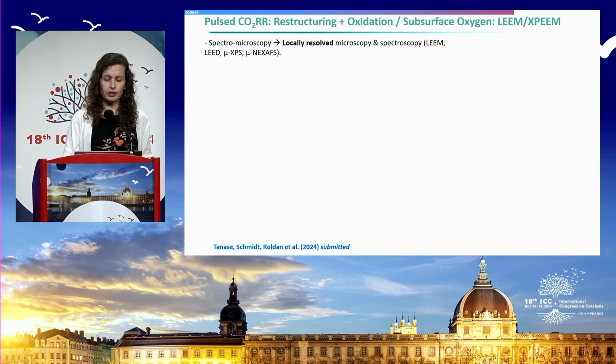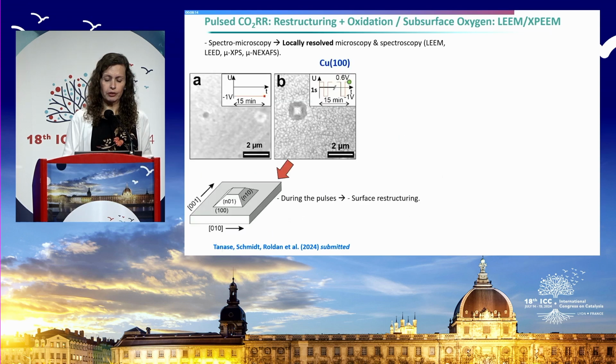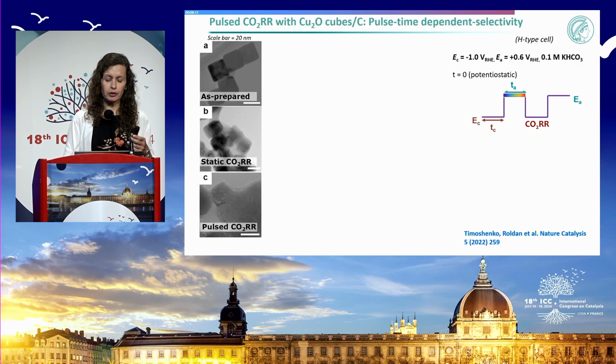Since I'm running out of time, I just want to give you some final thoughts about this idea of being able to restructure the catalyst under reaction conditions. And I started with these copper oxide cubes, and I told you that we could use them for CO2 electroreduction under potentiostatic conditions. I gave you some hints what we can do by applying potential pulses in terms of the structure of the catalyst for the single atoms, and how this changes the selectivity.